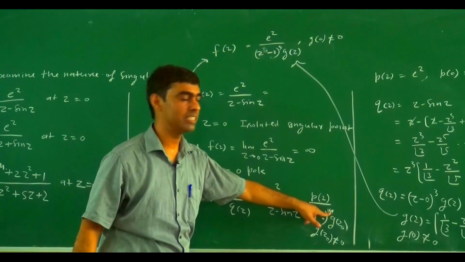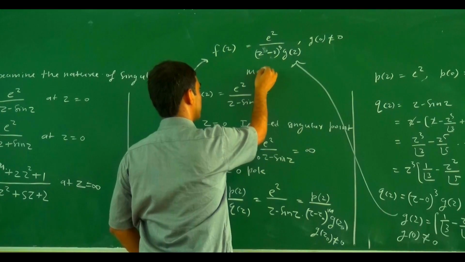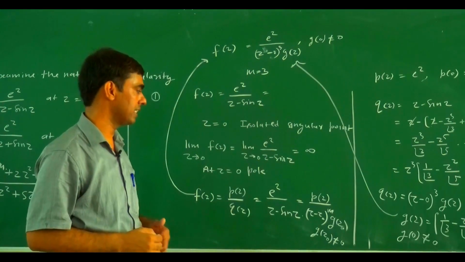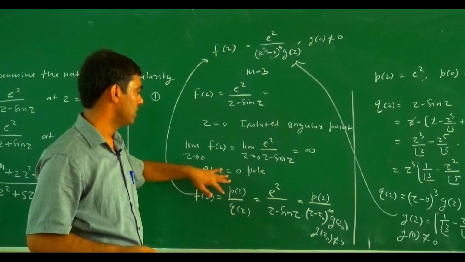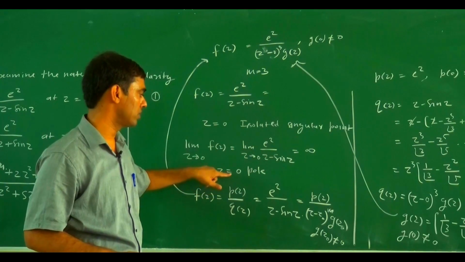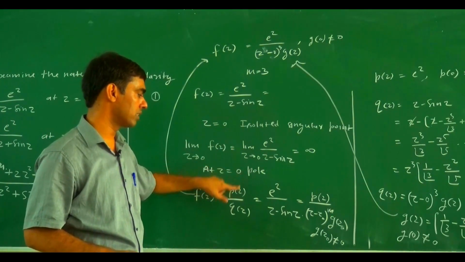If we compare here, what is the value for m? M equals 3. So this one has a pole of order 3. How do we decide? At z tends to 0, this one is infinite, so this is a pole. Pole at z equals 0, what is the order of the pole?